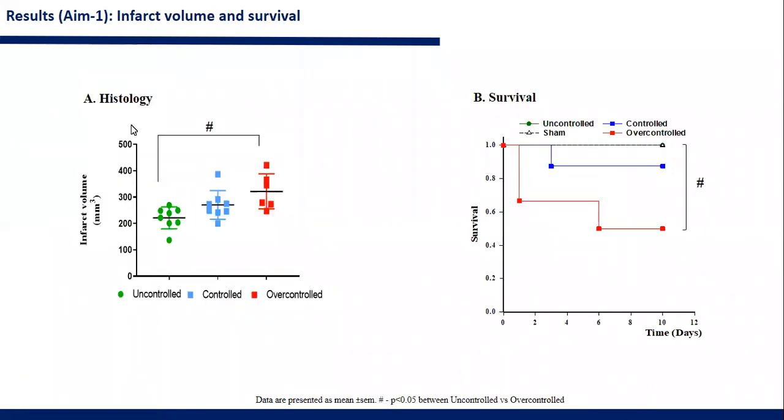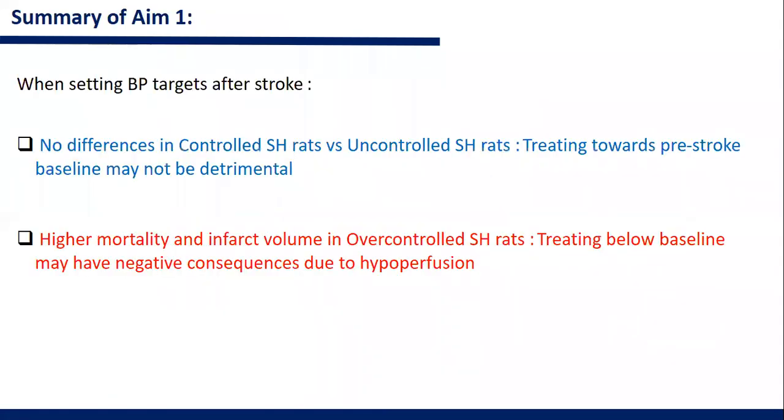Now, this is the histological analysis and survival analysis. The over-control group showed significant infarct volume and mortality compared to the uncontrolled group. So in summary of the first set of experiments, when we target the blood pressure after stroke, treating towards the pre-stroke baseline level may not be detrimental, but treating below baseline level or towards normotensive level may have a negative impact due to hyperperfusion in the brain.